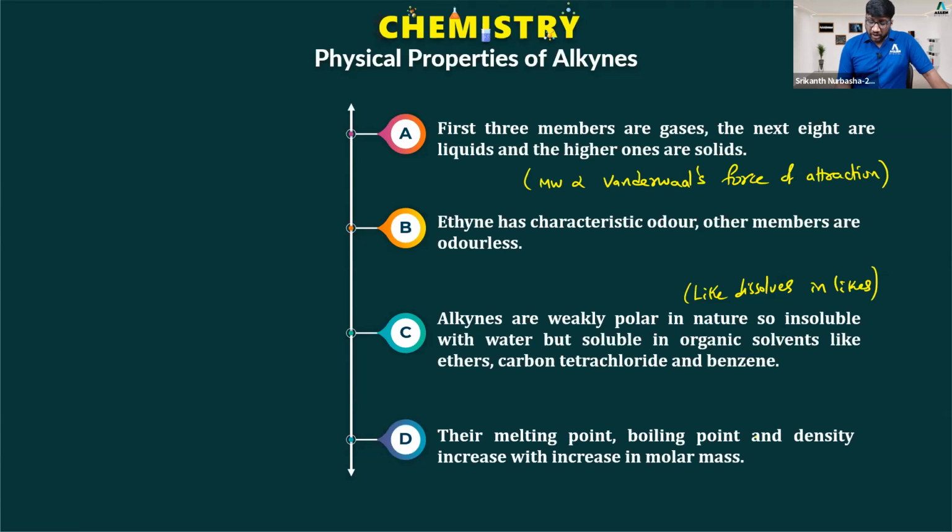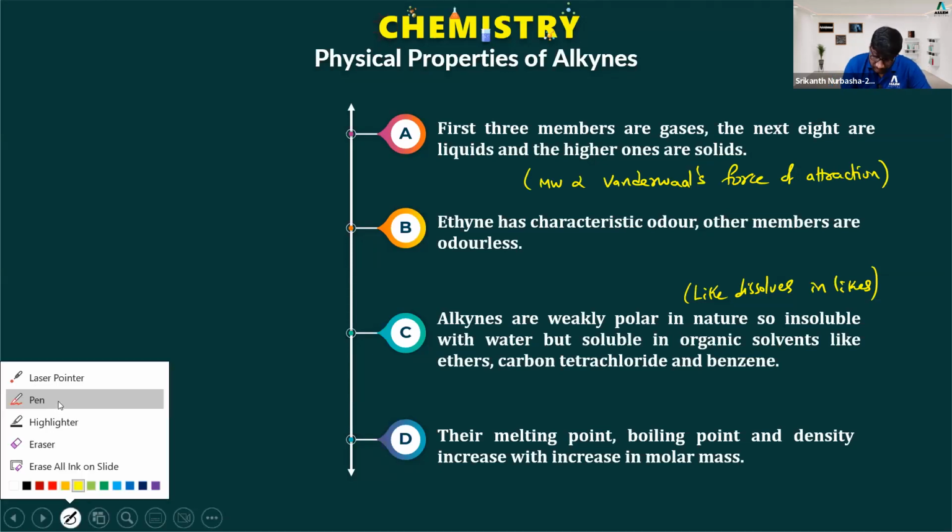Their melting point, boiling point, and density increase with increase in molar mass. Obviously, that is true because with increase in molar mass, van der Waals force of attraction increases, so boiling point should increase. Melting point mainly depends upon the crystal lattice structure. If you have a symmetrical alkane, it will have a higher melting point because it fits properly in that particular crystal lattice site, right? And with mass increasing, density should also increase.